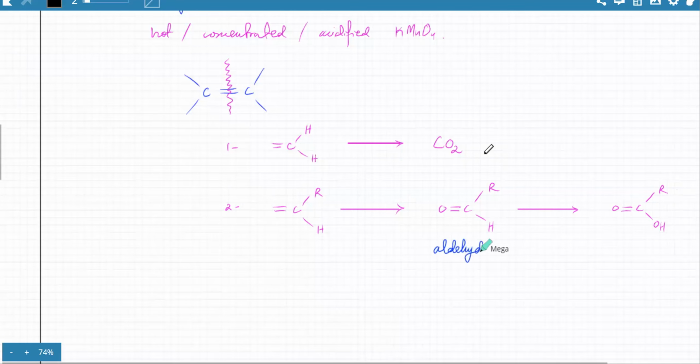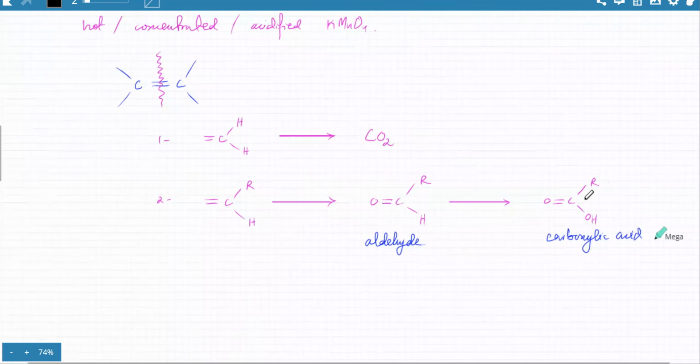So this one is an aldehyde, and that over there is a carboxylic acid. I mean, it's C double bond O and OH. So that's a carboxylic acid. This one is an aldehyde. So remember, everything is happening to the carbon that was previously making a double bond. But now that carbon is changing into an aldehyde, and then it's further changing into a carboxylic acid group.